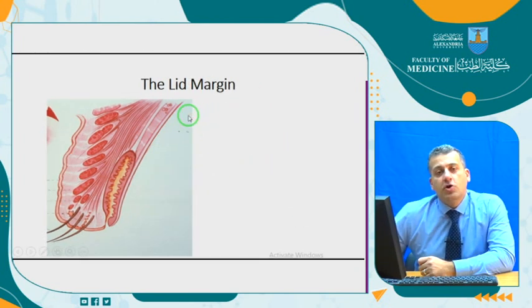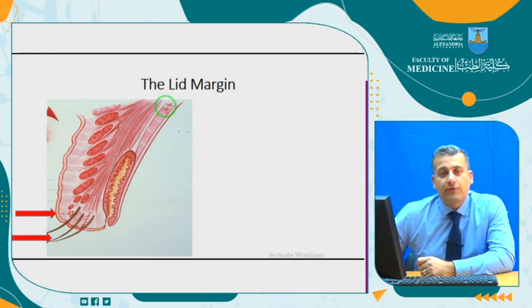Let's talk about the lid margin. The lid margin is anterior lid margin, which is rounded in shape, and this anterior lid margin has hair follicles, and these hair follicles are called the lashes. The lashes are directed upward and outward in the upper lid, and are directed downward and outward in the lower lid. The lashes function to keep the eye from any harmful object that might enter the eye, like dust or foreign bodies floating or flying in the air, and it acts like a filter for the eye.